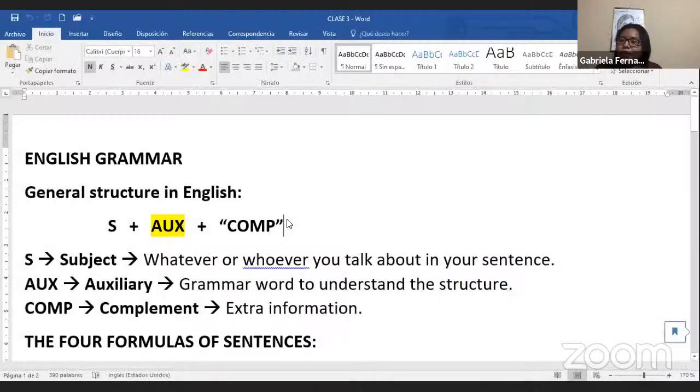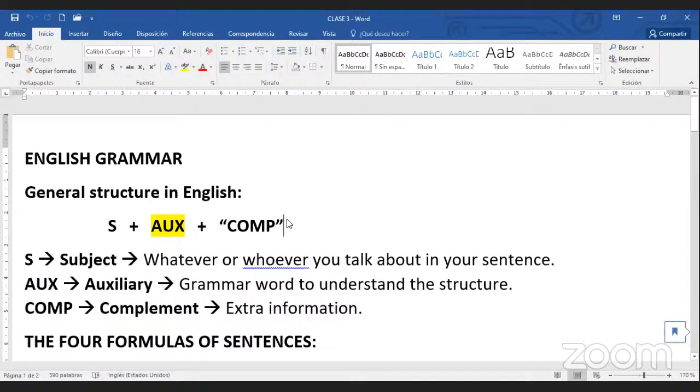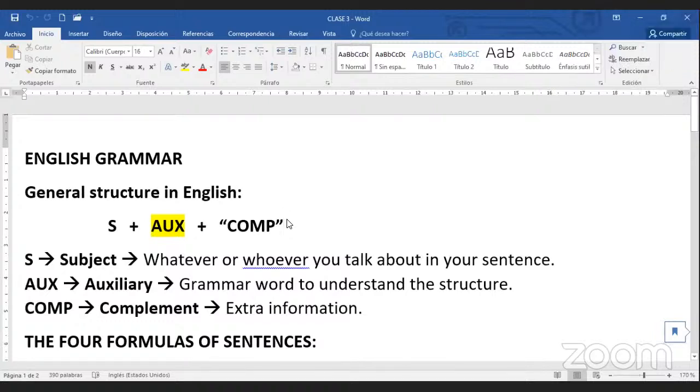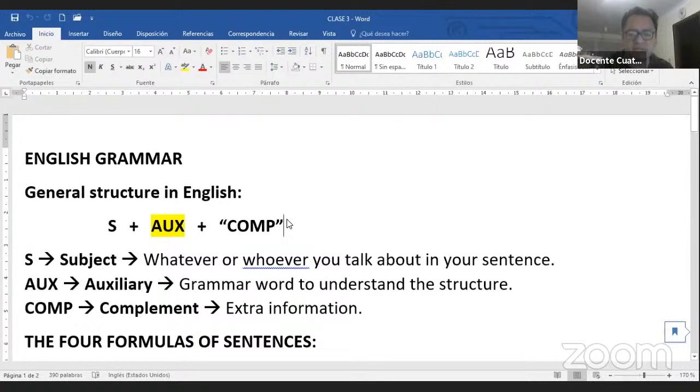Subject, auxiliary, and complement. Very good. Subject, auxiliary, and complement. Liber, what is the subject? Whatever you talk about in your sentence. Exactly. Could be a person, could be an animal, could be an object, could be an idea. Whatever you talk about in a sentence, that's the subject. Good. Gabby, what's the auxiliary in a sentence?